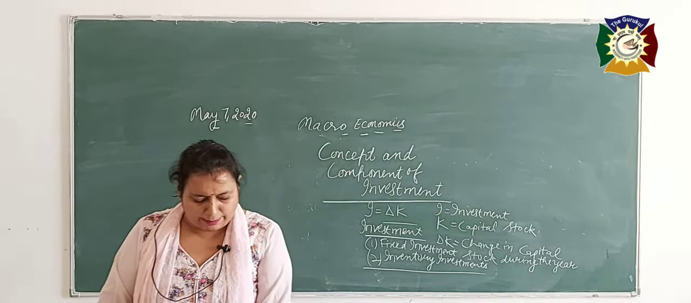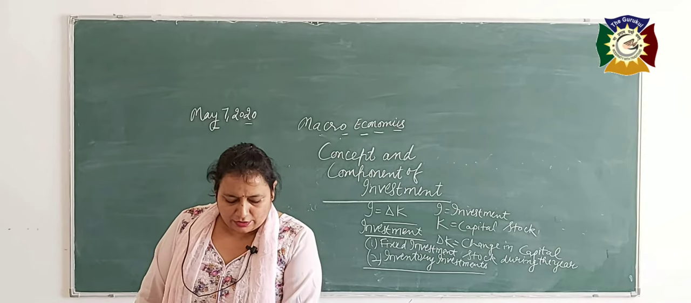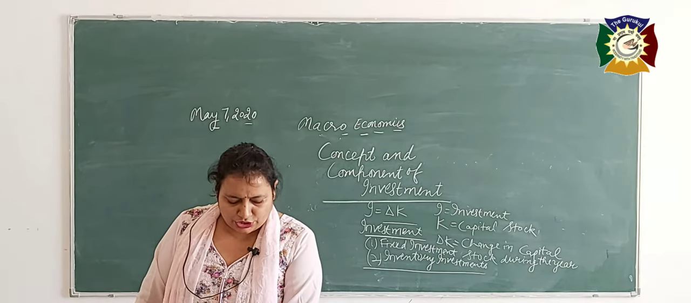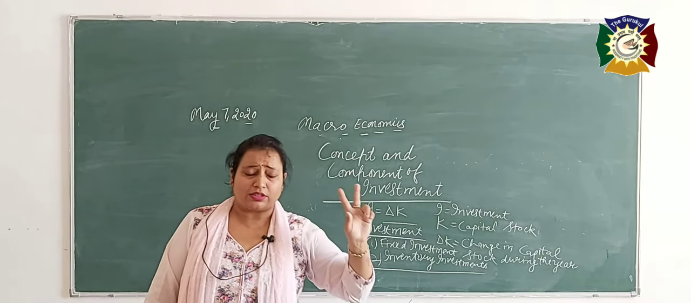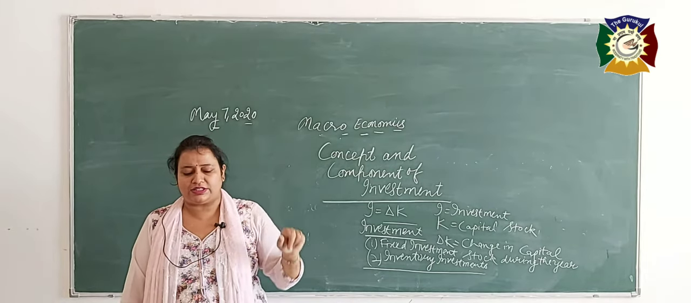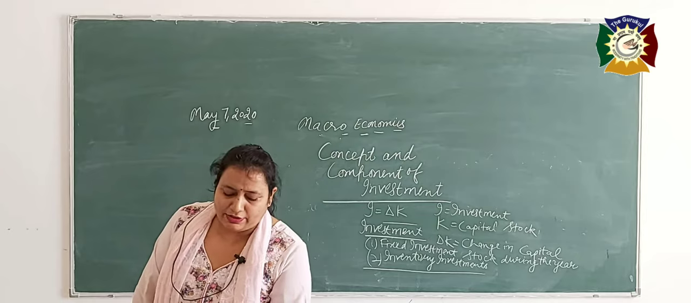In your book, the example is given. At the beginning of the year, a producer has stock of 8 machines. At the end, mein uske paas kitni machines hain? 10 machines hain. It means his machines, 2 machines were increased. So, ab iska significance kya hai?